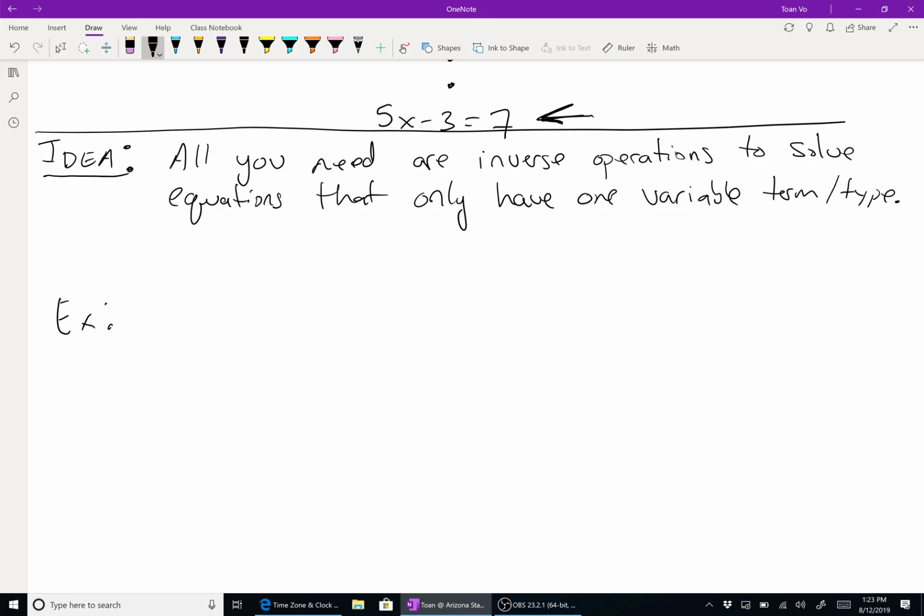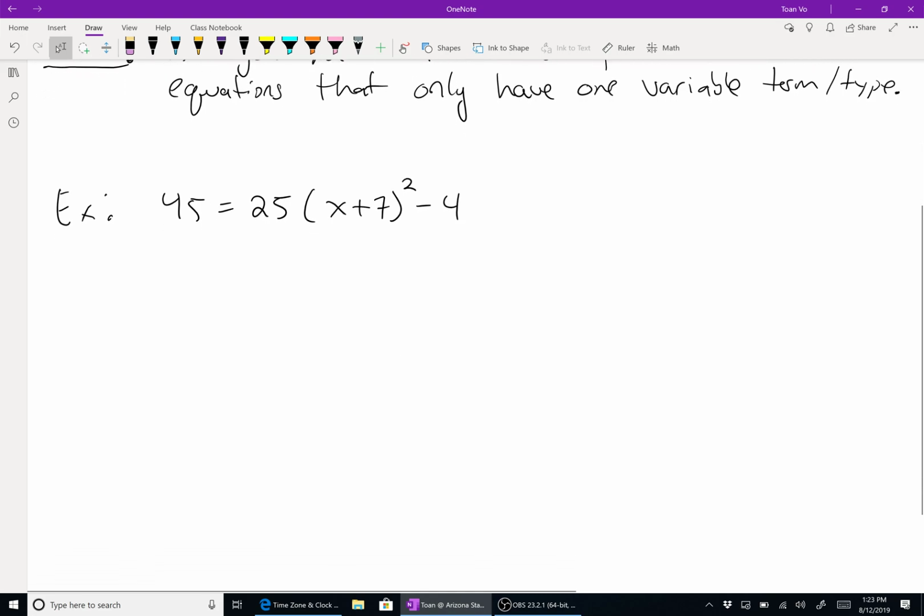So let's take a look at this simple nonlinear equation. Say 45 equals 25 times x plus 7 squared minus 4. Yeah, it looks fancy because we have an exponent. But the important thing is, I only have one variable term. There's my variable, and it's a part of this term here. So because I only have one variable term, I don't need fancy methods. I don't need fancy techniques. I don't need formulas. Just use regular inverse operations to get that x by itself.